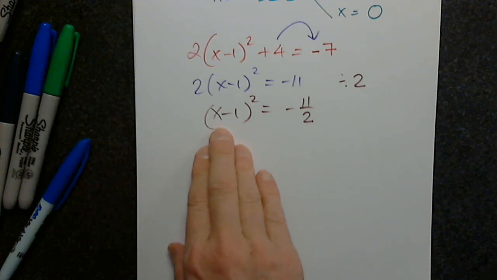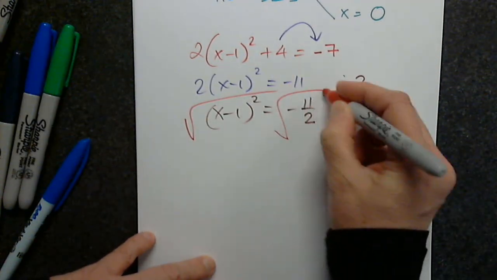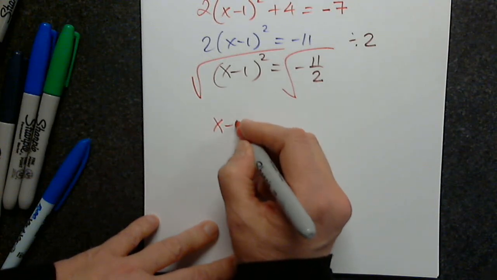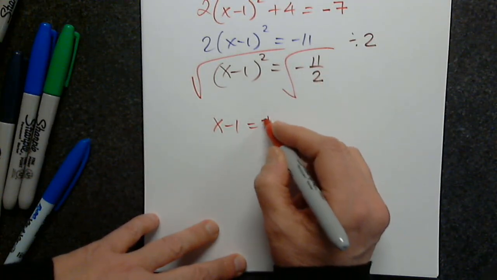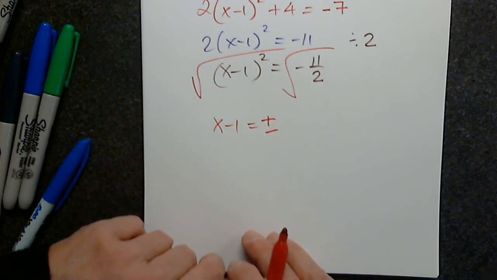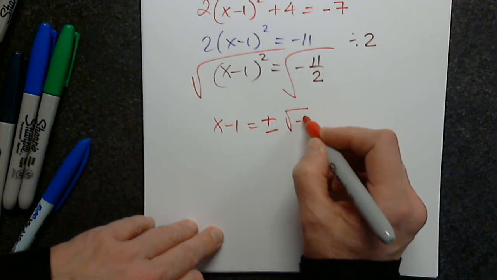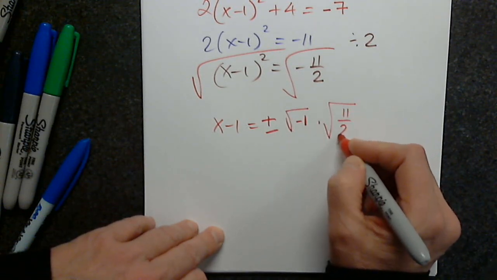Do not square, don't move negative 11 halves to the other side. It's a waste of time. This is what we need to do. The left-hand side will be x minus 1, and the right-hand side, do not conclude that the plus or minus comes from the right. They do not. So now what do I do here? I have to write the square root of negative 1, and I have to write the square root of 11 halves.